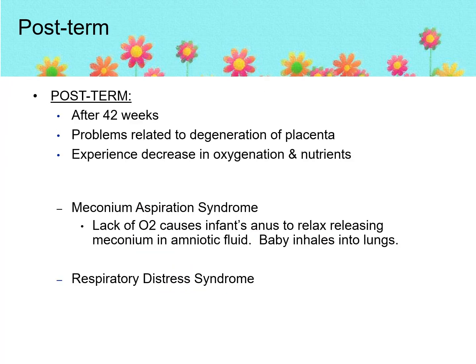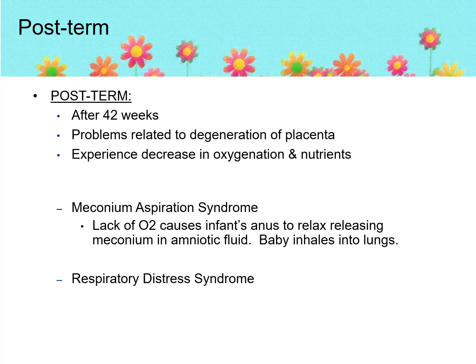Our post-term baby is any baby that's born after 42 weeks. So remember that in a post-term baby, your problems are related to the degeneration of the placenta. So that placenta is a living organism and it only works well for so long. And eventually the function starts to decline. So as the placenta is degenerating, then they start to experience a decrease in oxygenation and nutrients.